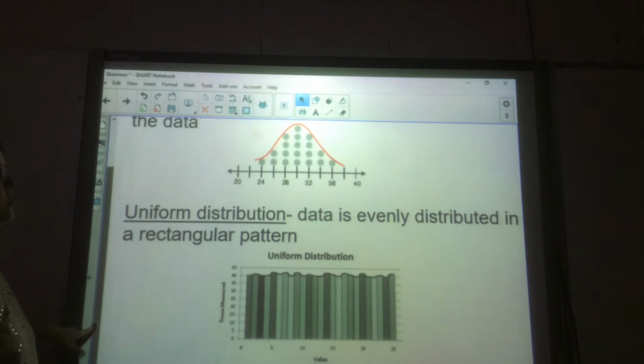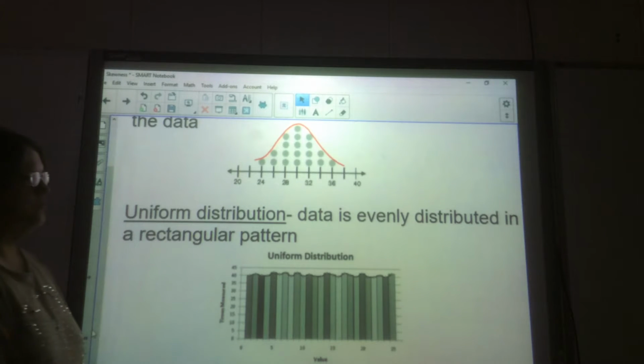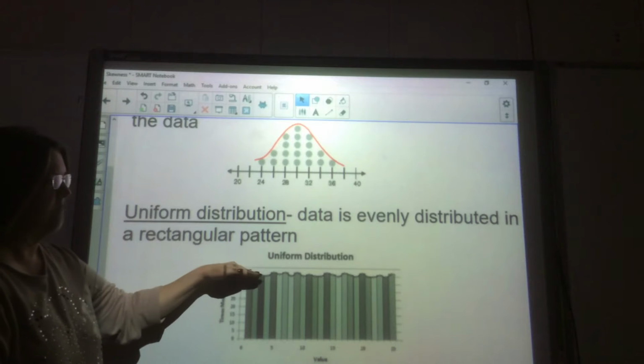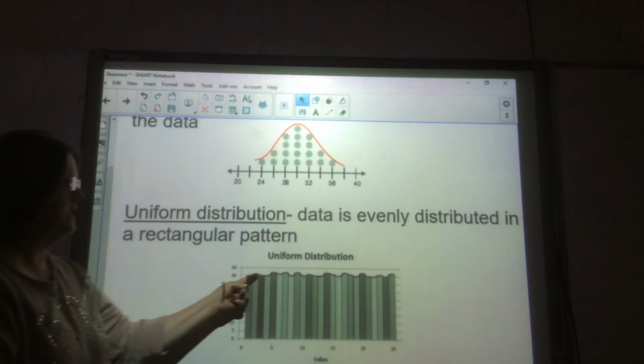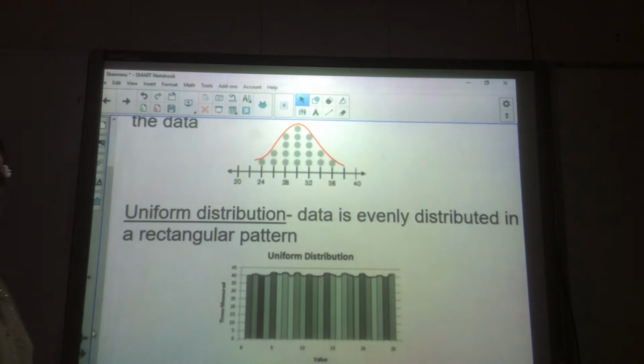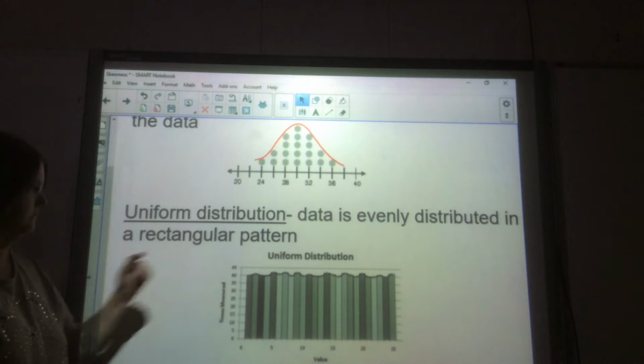All right, uniform distribution. If you look, these are not exactly even, but they're nearly even. There's very little variation in the graph. Then we call that uniform. It is evenly distributed in a rectangular pattern.